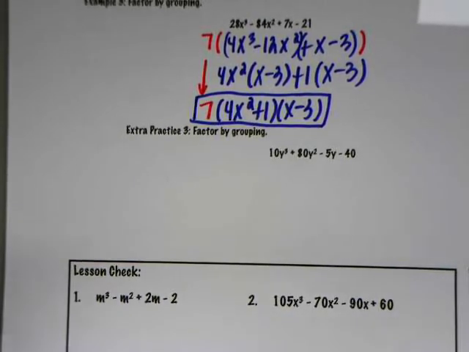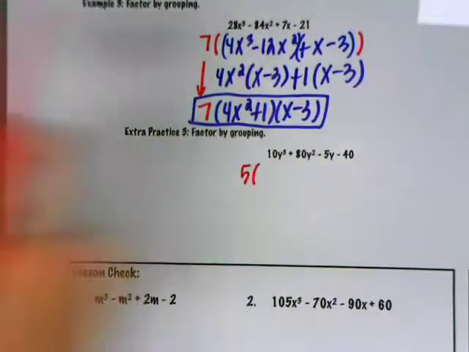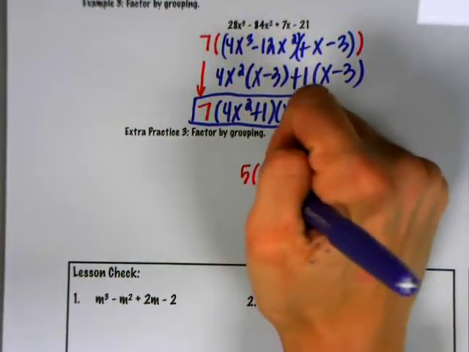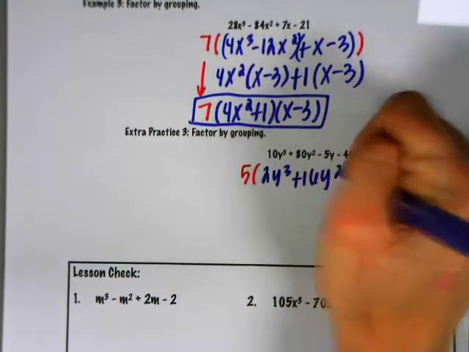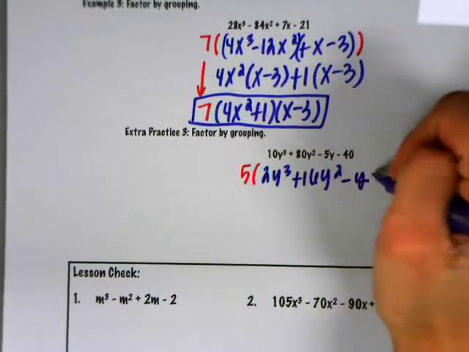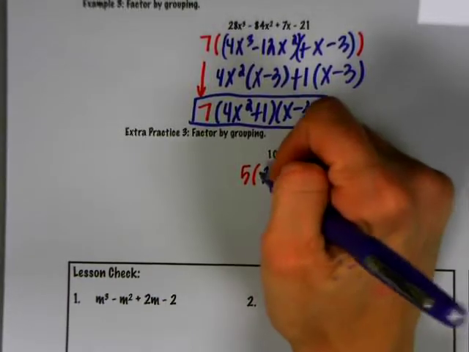Are you ready? Yeah? Okay, is there an overall GCF? Yes, 5. Okay, so 2y to the third plus 16y squared minus y minus 8. Okay, and then group.